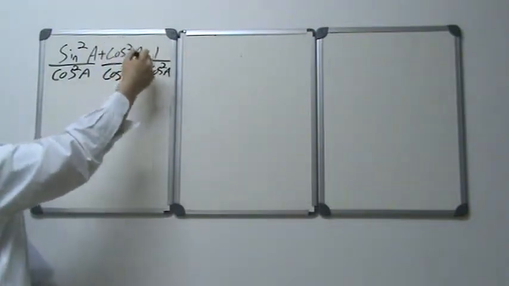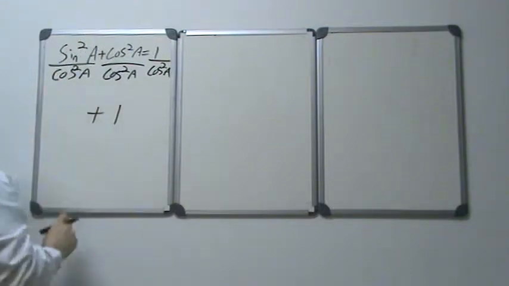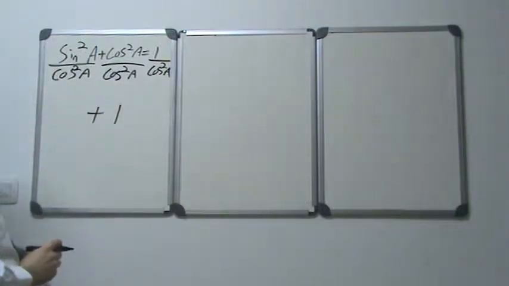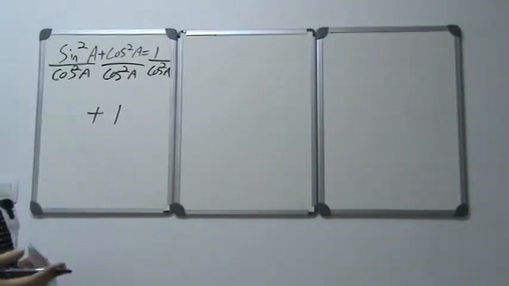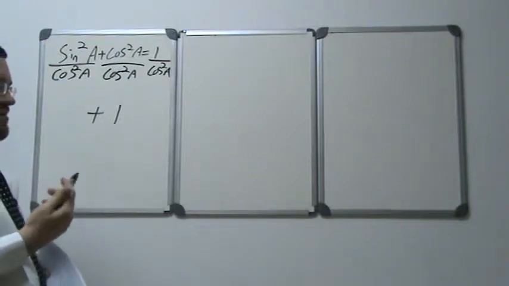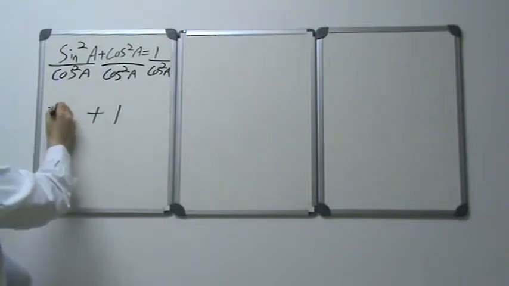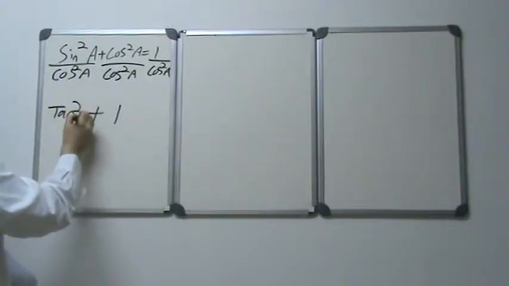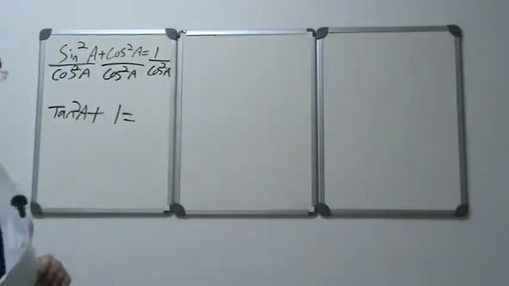Now, cosine square of A over cosine square of A is just 1. Sine square of A over cosine square of A is equal to tangent square of A, since sine over cosine is tangent. If they're both to the same power, you just take the square of each one. So we have tangent square of A plus 1 equals 1 over cosine square of A.